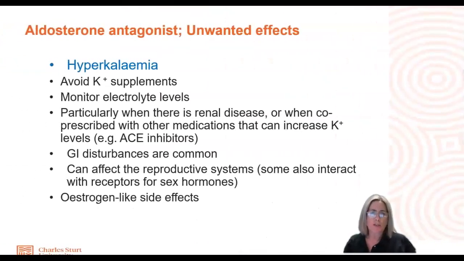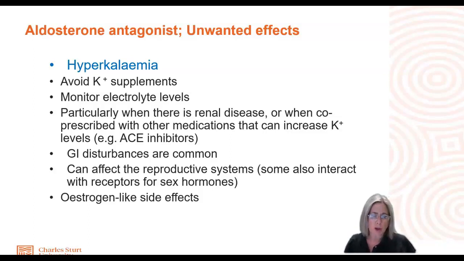So one of the unwanted effects of aldosterone antagonists is hyperkalemia. So somebody who's taking an aldosterone antagonist would want to avoid taking potassium supplements, because that will make it even worse, and also have their electrolyte levels monitored on a regular basis. And this is particularly important when there's renal disease or when they are co-prescribed with other medications that can increase potassium levels, such as angiotensin converting enzyme inhibitors.